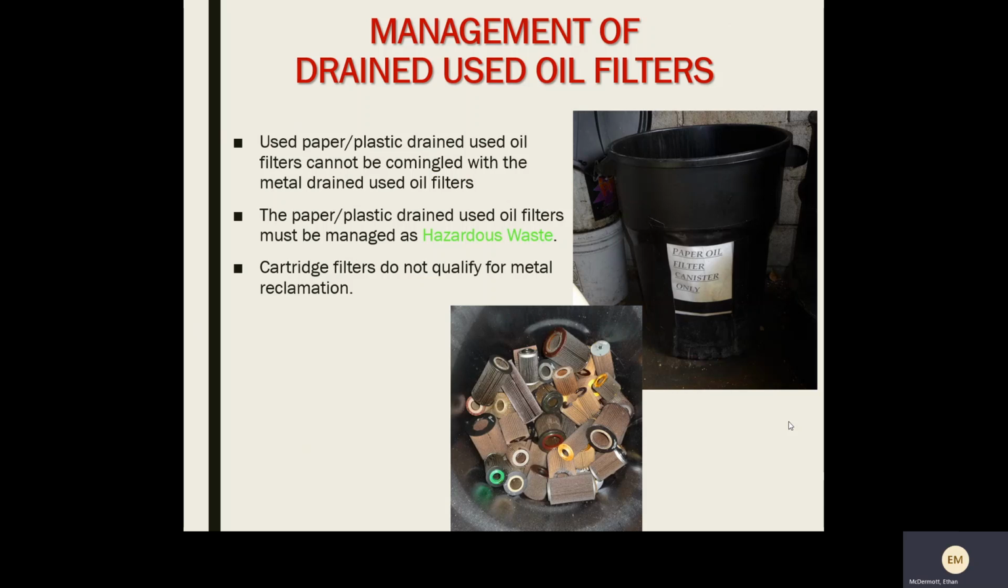Here you can see examples of uncased oil filters that aren't eligible to be sent for metals recycling. These filters must not be commingled with the metal case filters and instead must be managed as a hazardous waste. And just as a bonus note, if you can see what's wrong with the pictures above: the container is open even though nothing is being added or removed. And also the label is missing all of the required information. It's missing the name and address of the generator. It's missing the words "hazardous waste," accumulation start date, etc.